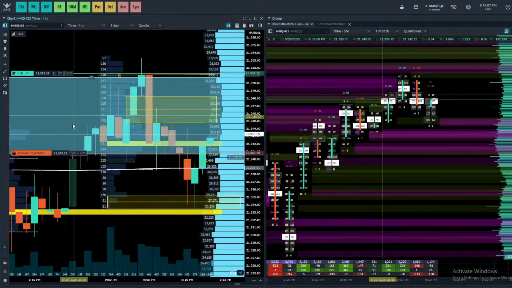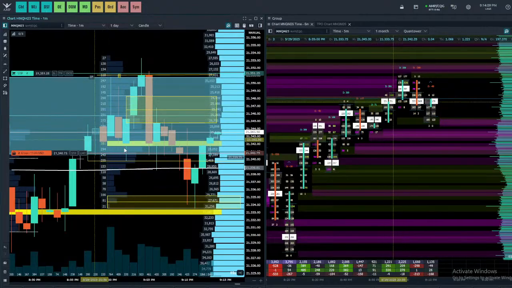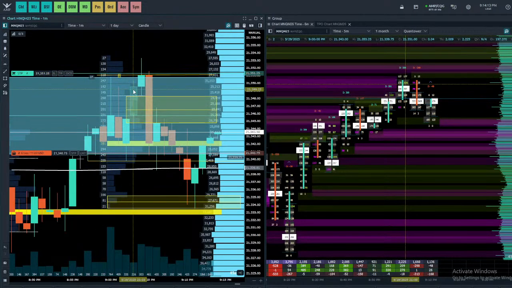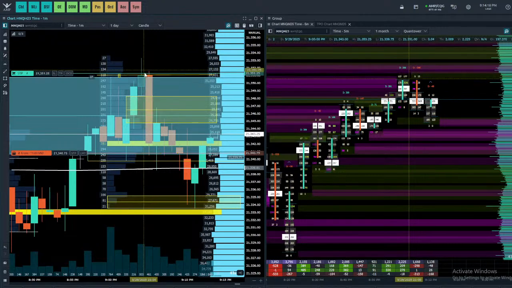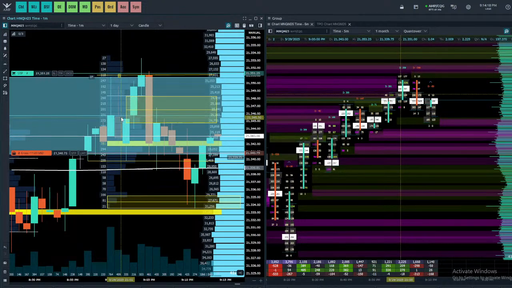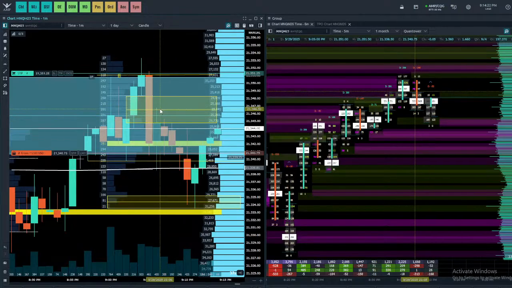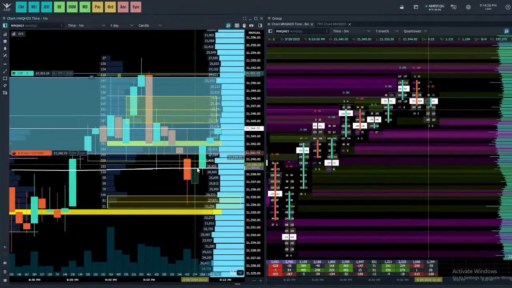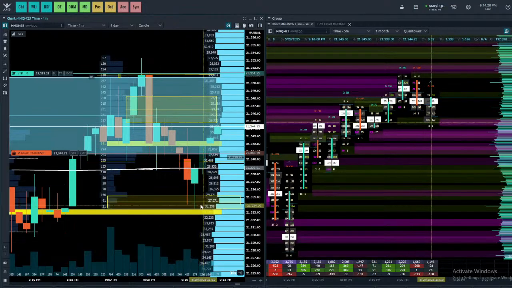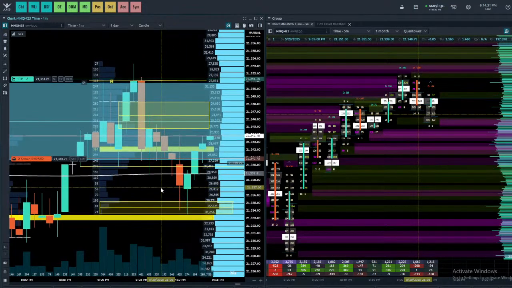The accumulation phase right here. Boom. Accumulation. We broke out. We swept the high. We came down. We have our fair value gap. Price hit it. We retraced 50% back down. When price came through, you could have entered the short. Boom. If you were a scalper, you could have already made your profit right there or whatever.